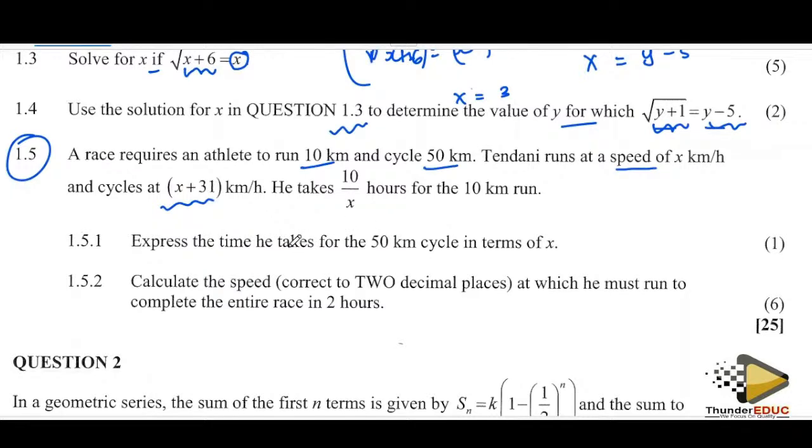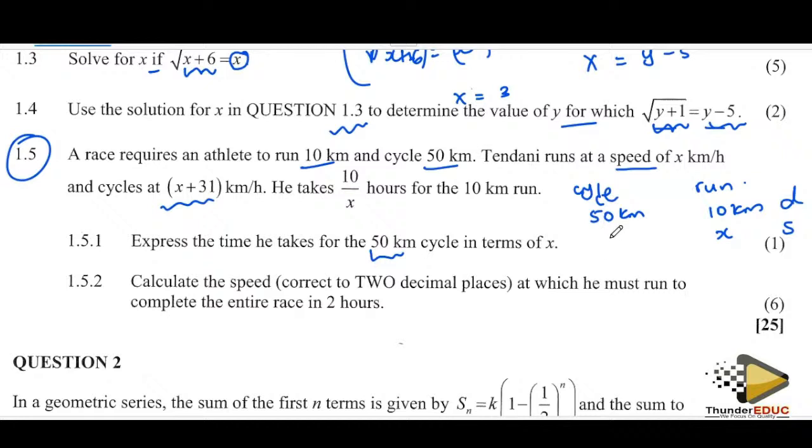Okay. Express the time it takes for the 50 kilometers. So if I'm to split this into 2, because we have the cycle and then the running. The cycle is going to be 50 kilometers. The running is 10 kilometers. The speed is x. He runs at x kilometers. Okay, that is our speed, that is our distance.